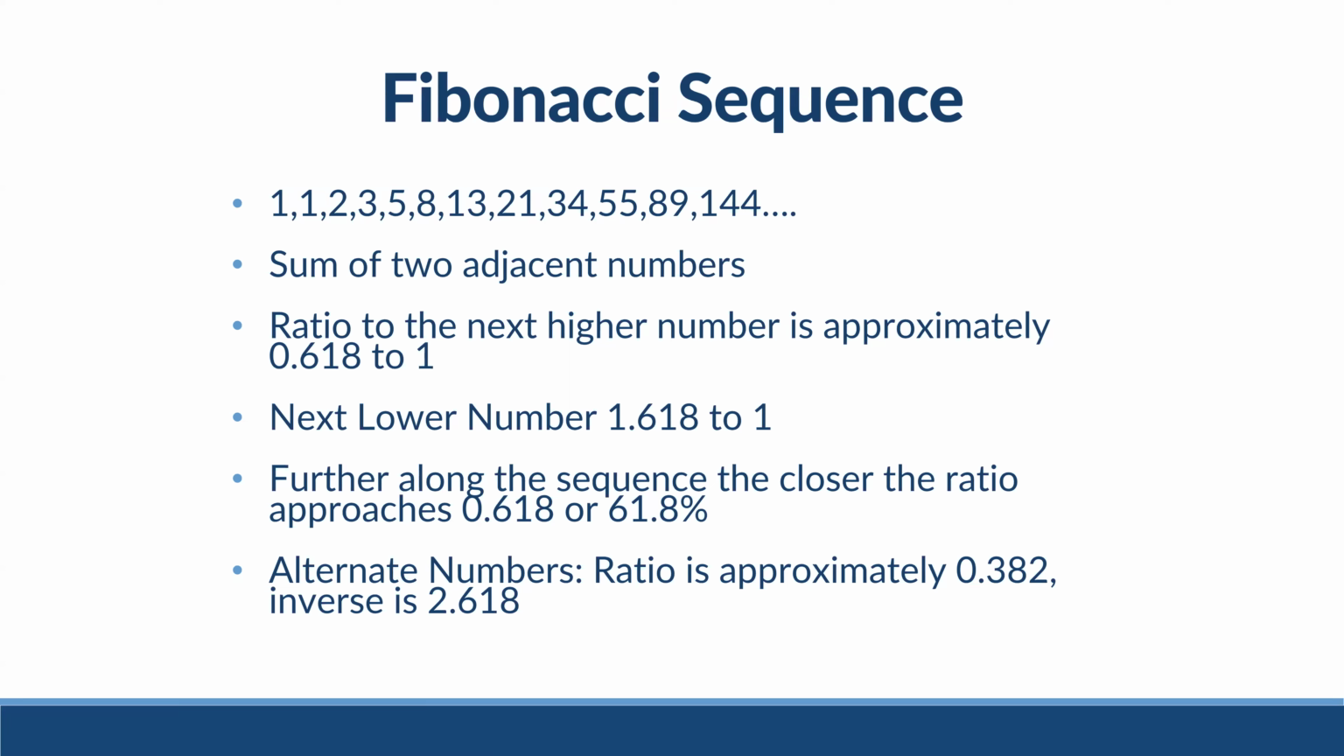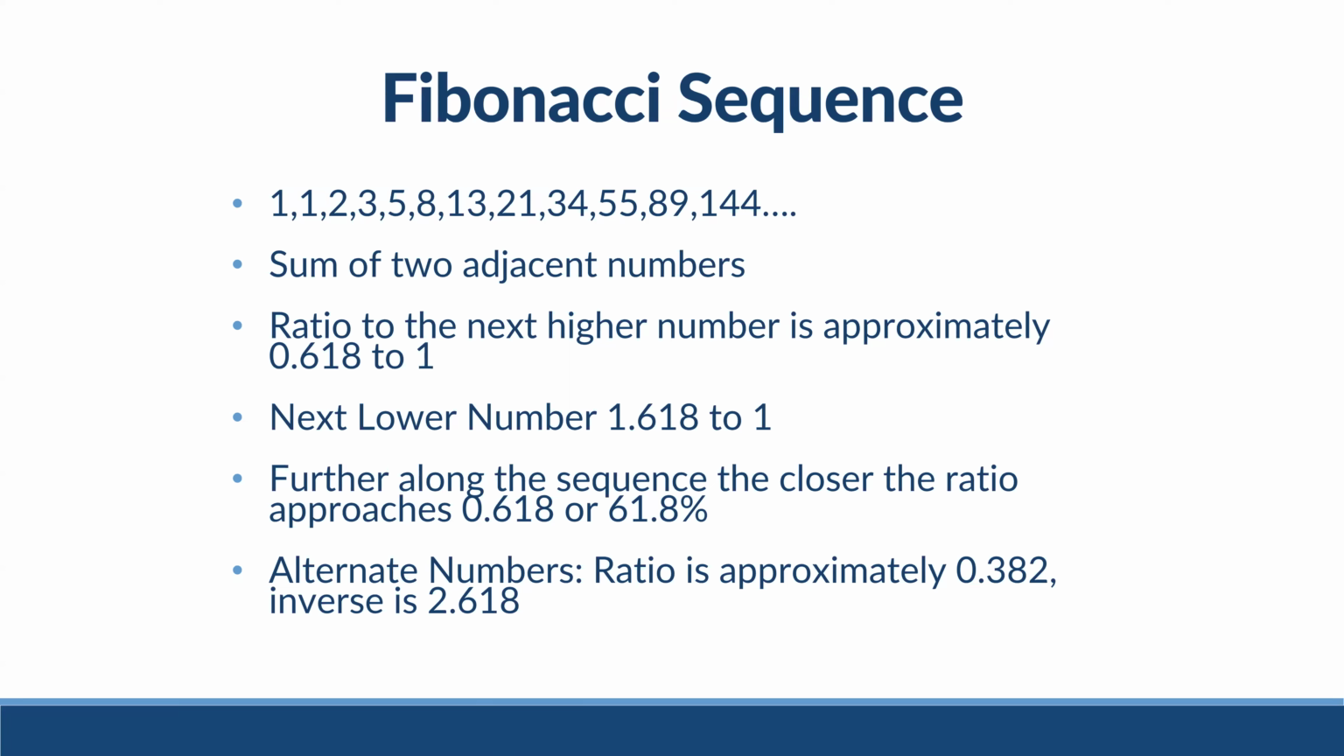I look at it a little bit of a different way. I look at it as a golden zone, where I'm looking between the 50% retracement and the 0.618. But we'll see that too. So the next lower number is 1.618 to 1. And the further along the sequence you go, the closer the ratio approaches that 0.618 ratio. As we get into the thousands, it keeps tightening up.